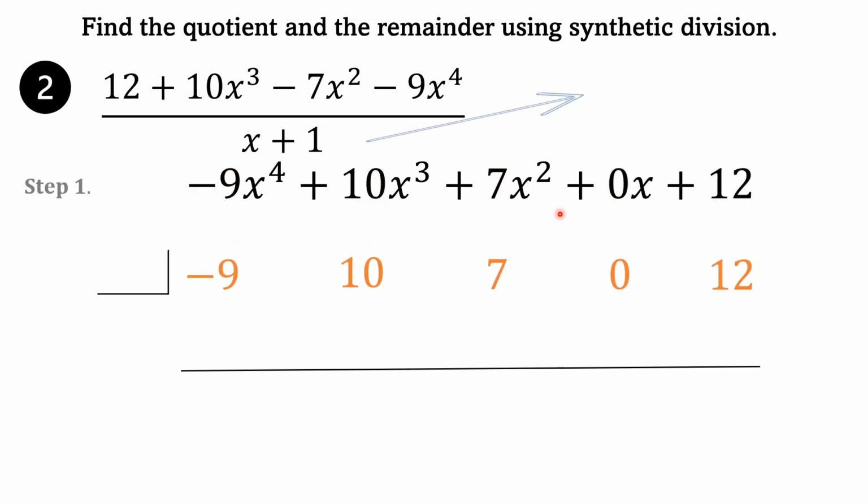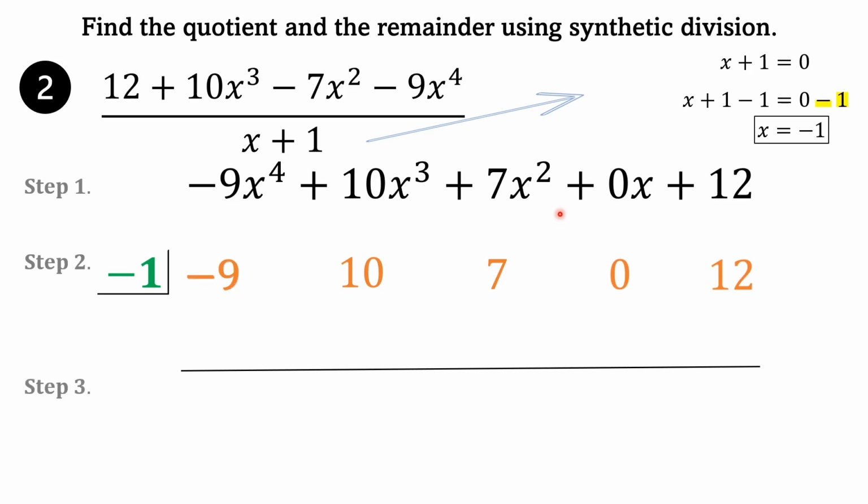Extract the value of x by equating it to 0, that is x plus 1 equals 0, subtracting 1 from both sides to get x is equal to negative 1. Negative 1, place it in the separator aligned with the coefficients of the dividend. Then bring down negative 9 for step 3. Then multiply it with negative 1.